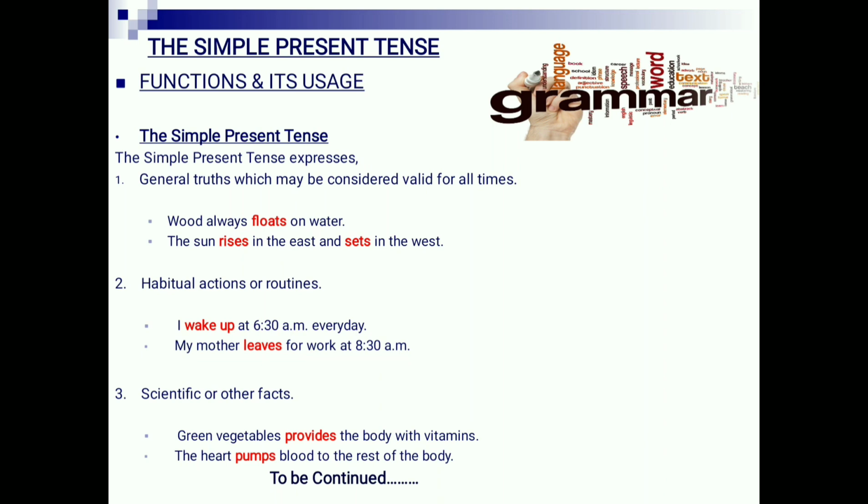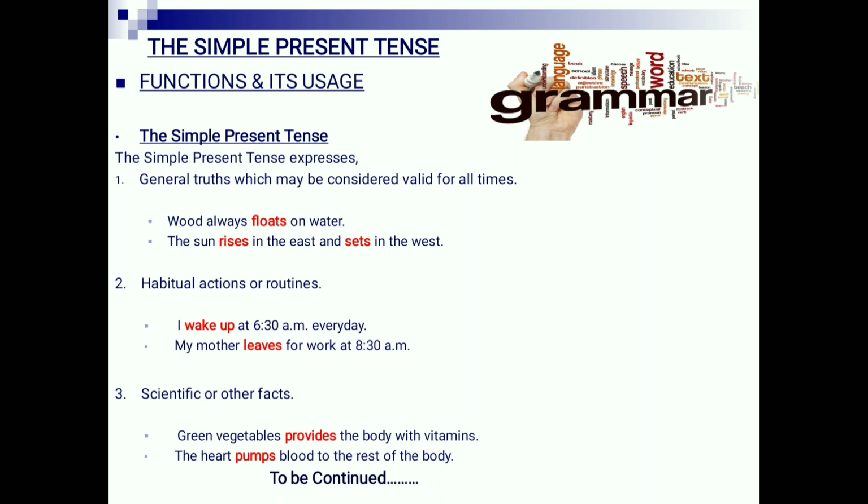See, the next example, wood always floats on water. You know this, and you know the scientific reason behind it. Wood always floats on the water, right? So these are universal truths. That time we have to use simple present tense. Getting? Now the second one is, as I told you, when we are using a third person subject, that time we have to add s or es to the verb.